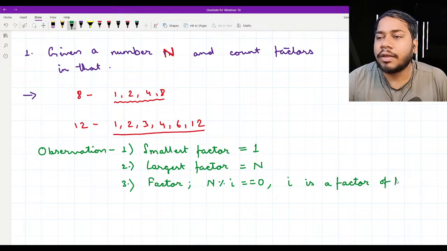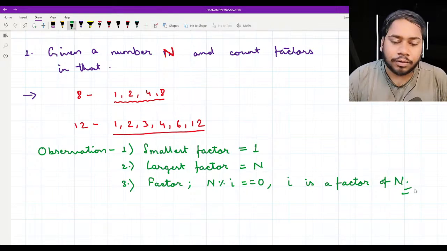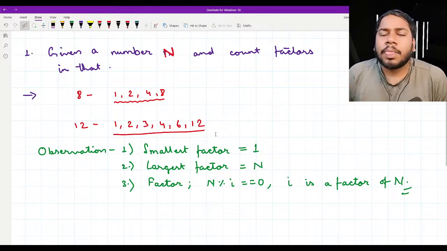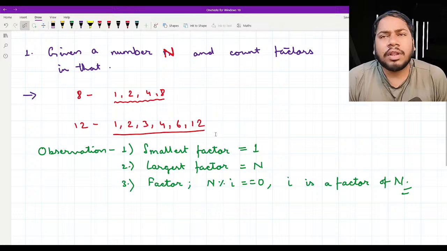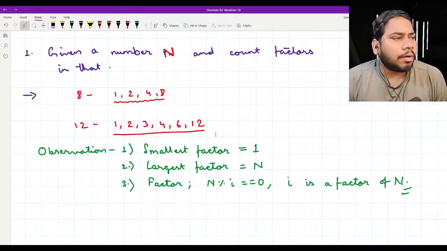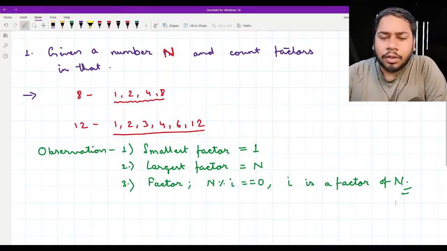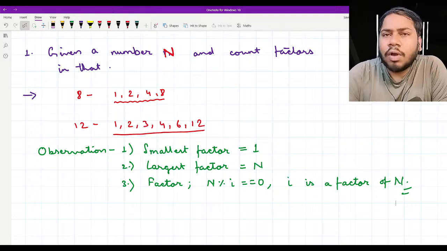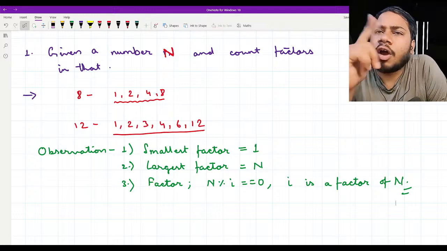Everyone okay with this? Understood? So if that is the case, let's try to do this problem. So how can we solve this?